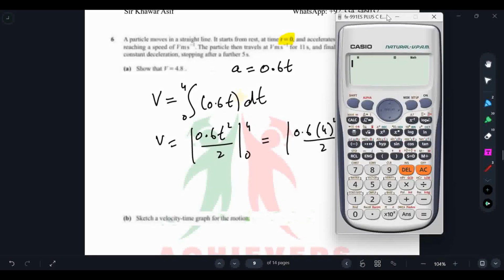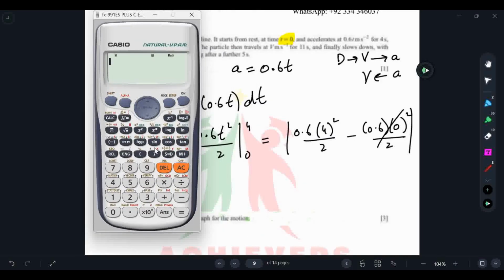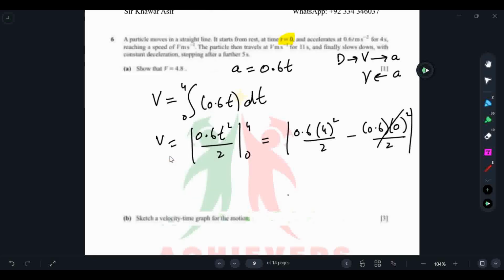So this will be 0.6 multiplied by 4 squared divided by 2, which equals 4.8. So velocity will be equal to 4.8 meters per second. This will be the final answer. Let's move to the B part.